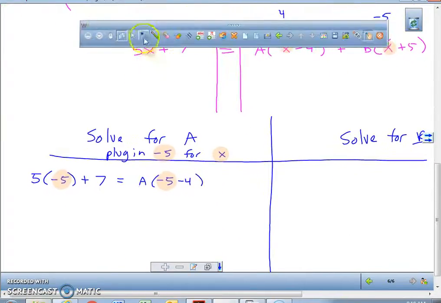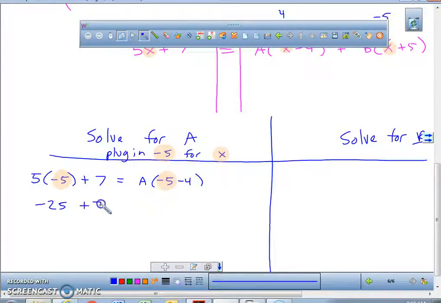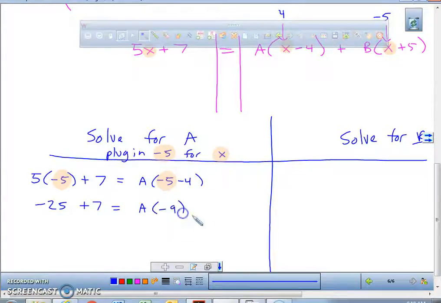All right? 5 times -5 is -25. -5 minus 4 is -9. -25 plus 7 is -18.